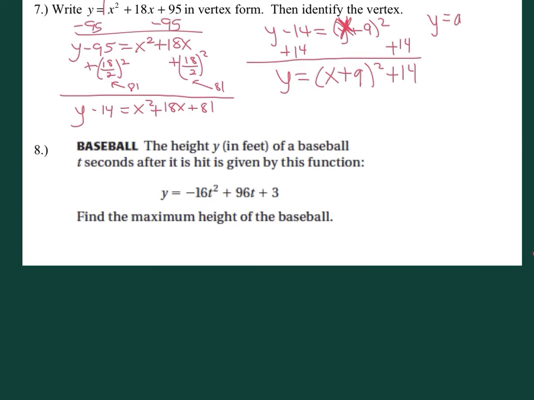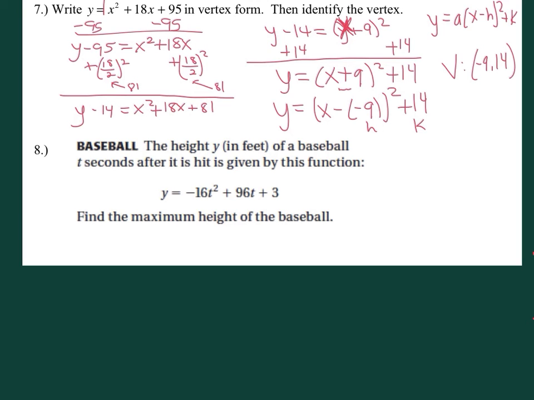Remember that vertex form is a times x minus h squared plus k. So if I've suddenly ended up with a plus sign here, that means my h value must have been negative. Must have been -9, so that minus a minus is how I got to the plus sign. So that tells me my h value is -9, and my k value is 14. So the vertex has coordinates -9, 14. There's my vertex form, and there is my vertex.